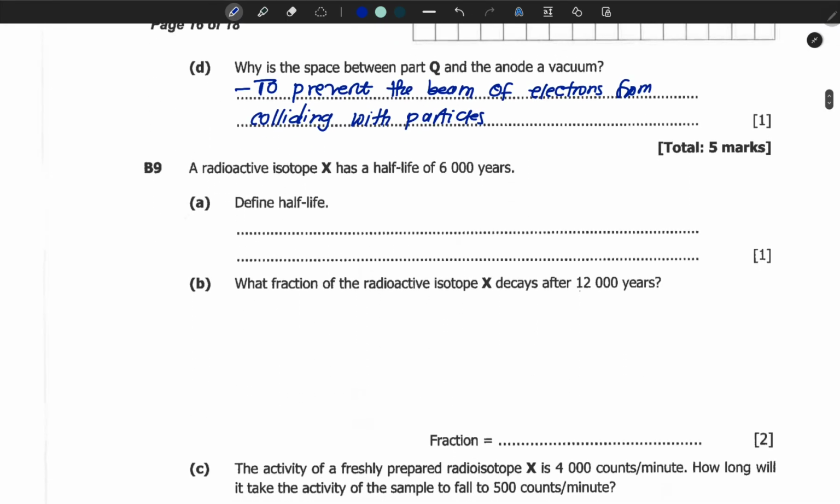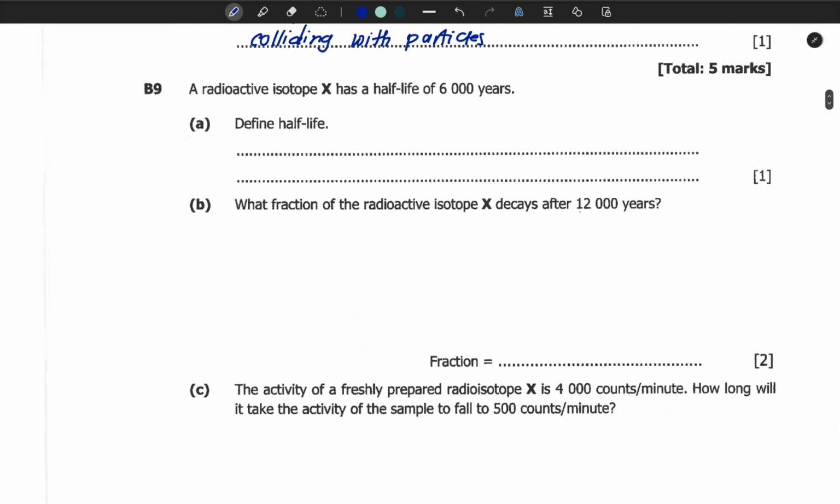Then we have the last question. A radioactive isotope X has a half-life of 6,000 years. Define half-life. It is the time taken for the radioactive sample to decay by half.